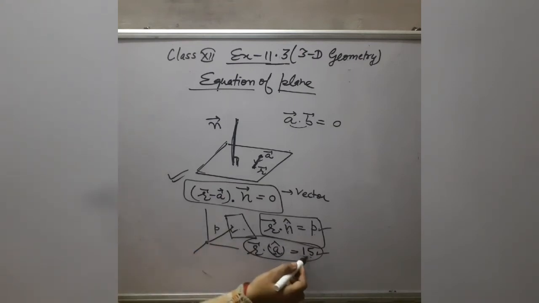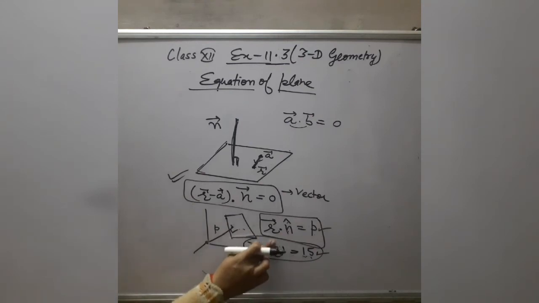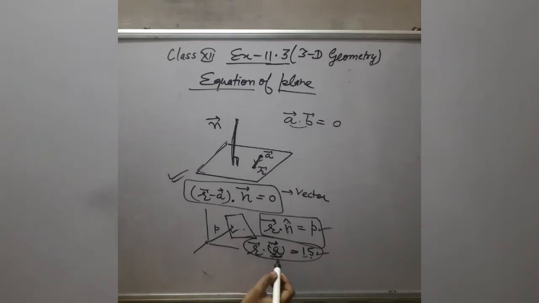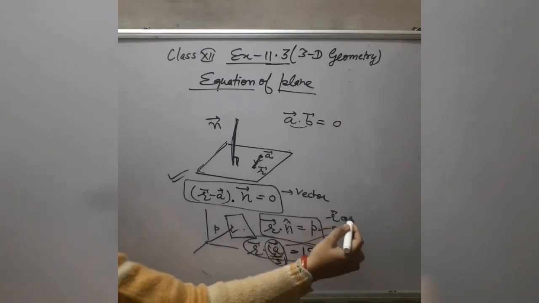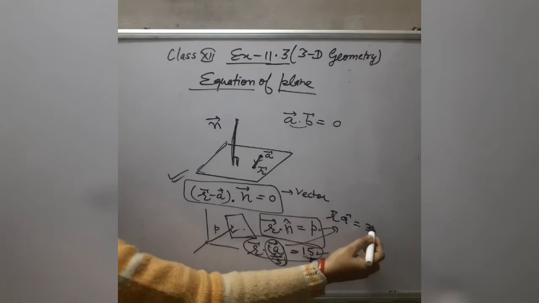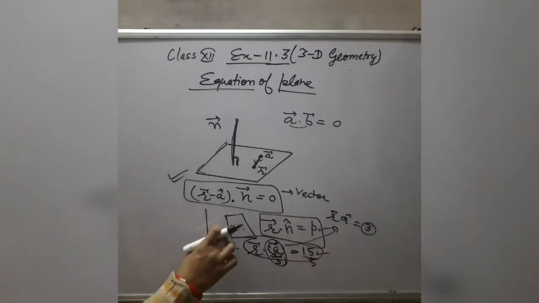This is the normal distance, the perpendicular distance. But if vector A is not a unit vector, in that case you will divide it by its magnitude. Suppose the magnitude of vector A is 5. In that case you will divide both sides by 5. Then it becomes a unit vector, and 15 by 5 means 3. Then 3 will be the distance of the plane from the origin.